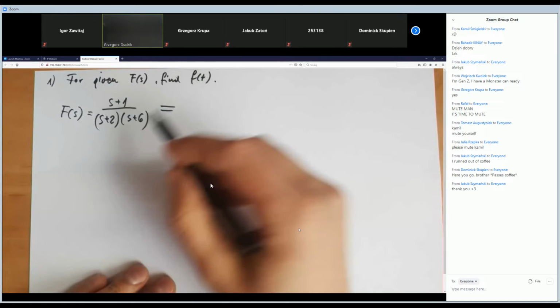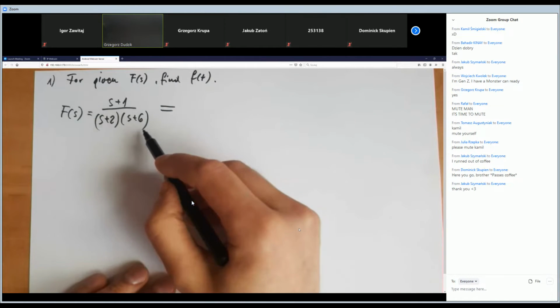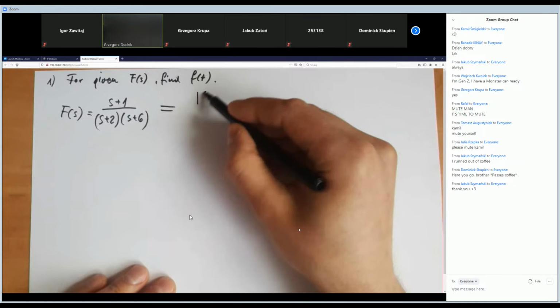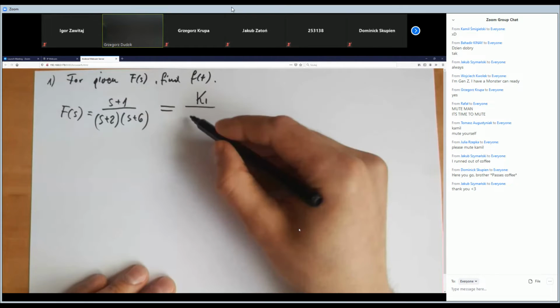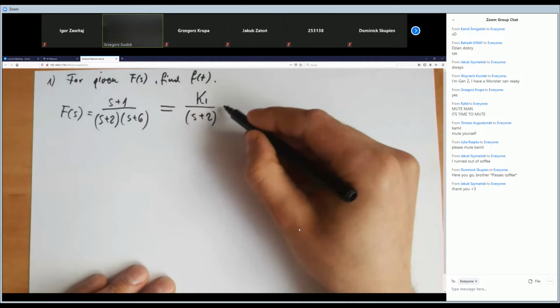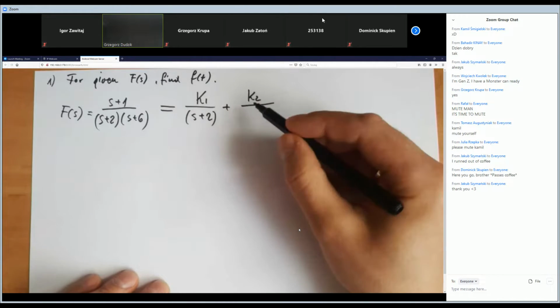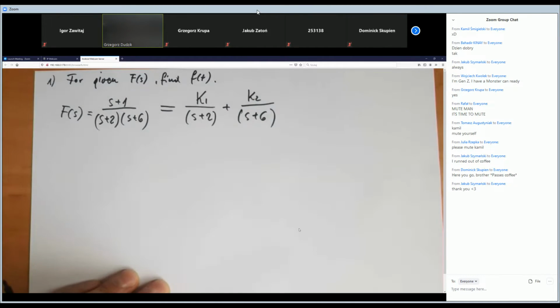We know where the roots are for this component and this one. So everything can be expressed like that. The key one factor over the first component, s plus 2, plus k2, this is some coefficient here, over s plus 6.